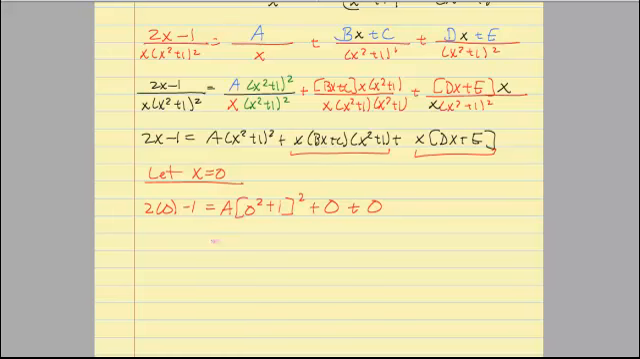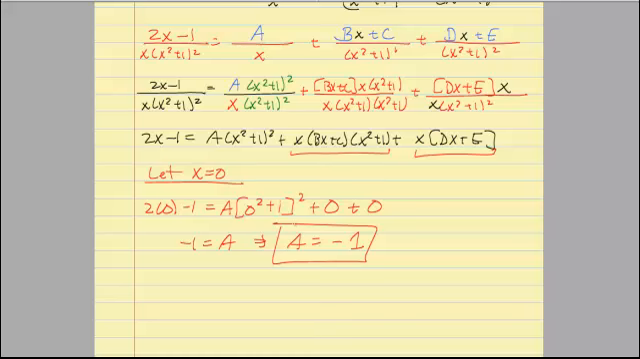So it looks like I'm left with, on the left hand side, 2 times 0 is 0, minus 1 is negative 1. And over here, 0 squared plus 1 is 1, squared is 1, times A is A. So I get A equals negative 1. So I got one of my coefficients, 1 out of the 5, so I have 4 more left. But at least I have one good one to start with.